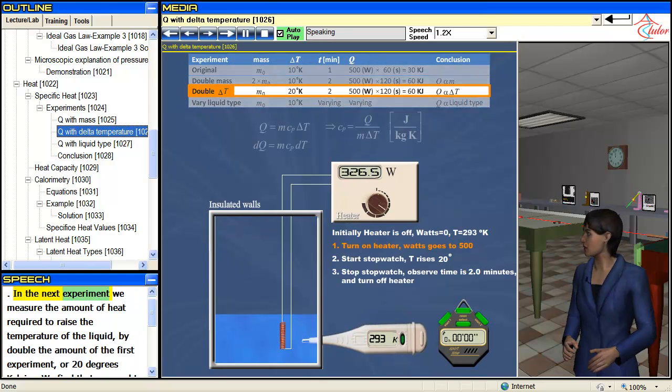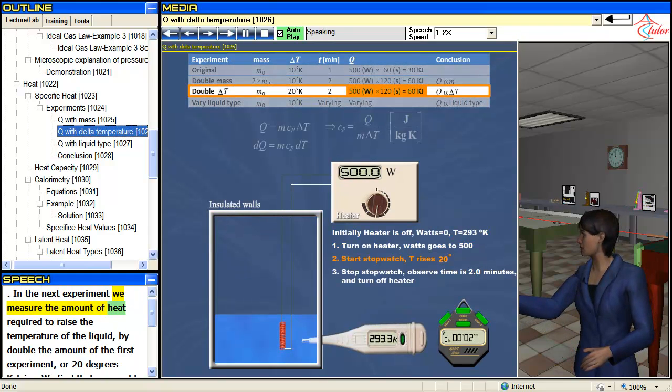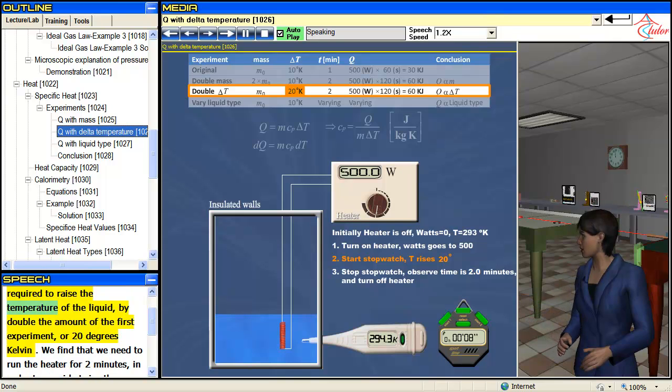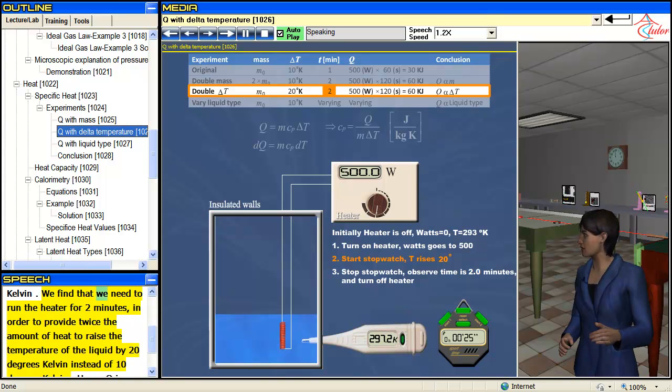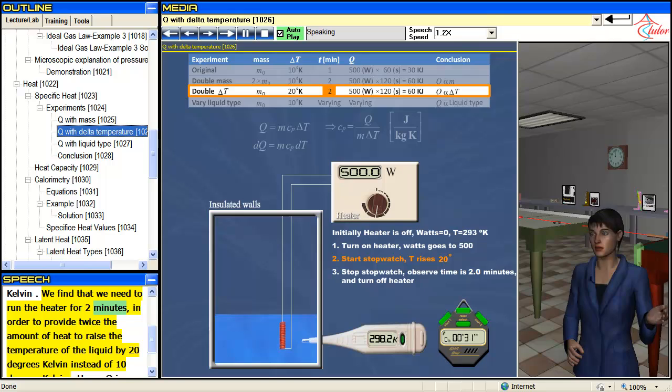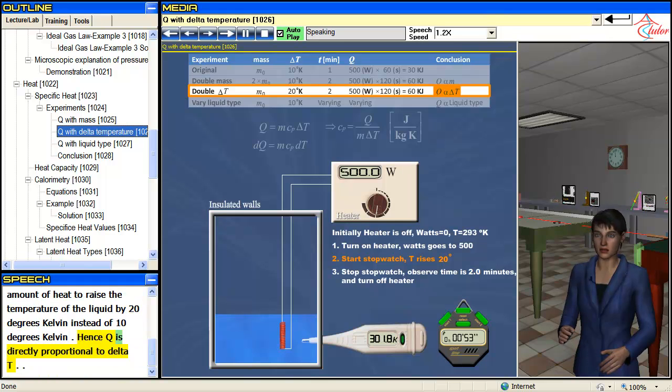In the next experiment, we measure the amount of heat required to raise the temperature of the liquid by double the amount of the first experiment, or 20 degrees Kelvin. We find that we need to run the heater for 2 minutes, in order to provide twice the amount of heat to raise the temperature of the liquid by 20 degrees Kelvin instead of 10 degrees Kelvin. Hence Q is directly proportional to delta T.